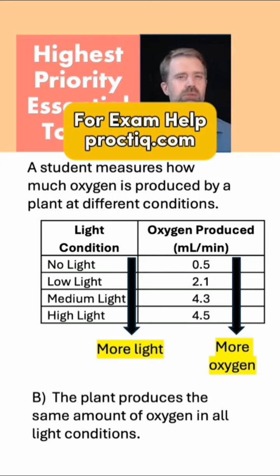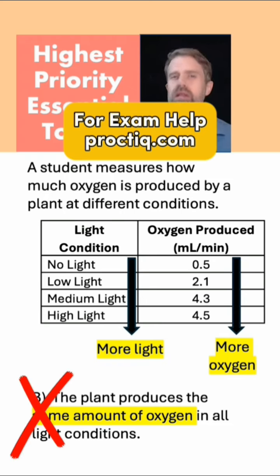B, the plant produces the same amount of oxygen in all light conditions. What do you think? This is clearly wrong. It doesn't produce the same amount. It produces more oxygen with more light. Cross it off. 1 down.